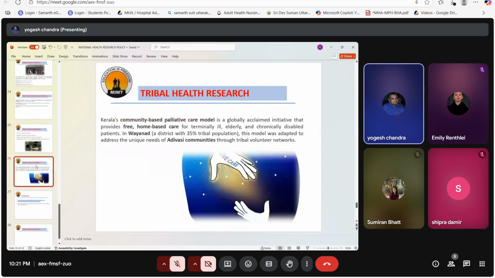ओके, this is one model, Kerala's community-based palliative care model that is globally accepted. Okay, it is a very good model. And वायनाड इसमें इन्होंने क्या किया कि जो ट्राइबल एरिया में था वहां पे जो यंग पॉपुलेशन थी, some NGOs, some agencies, they came up and they have given the training for this palliative care or the home-based care. And उसके बाद उनका एक ग्रुप बन गया. तो वायनाड में they have identified the people who are bedridden or who are terminally ill and who are living at home.